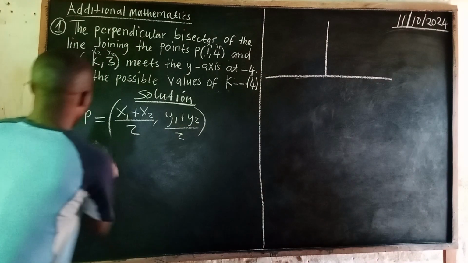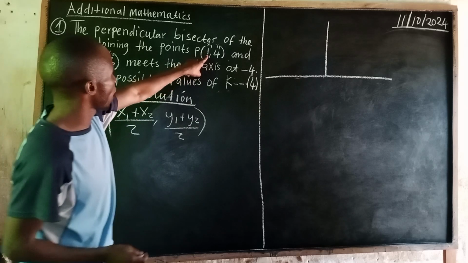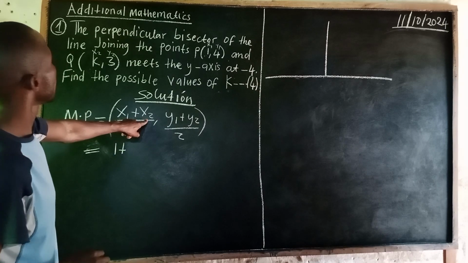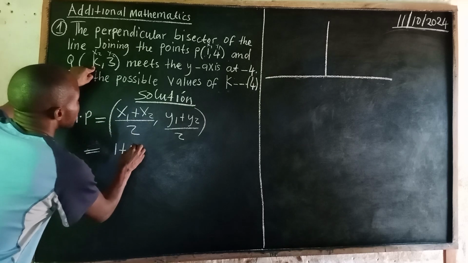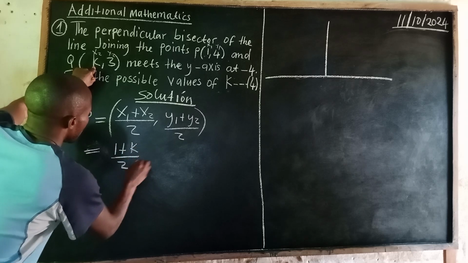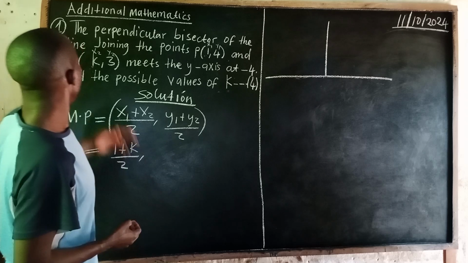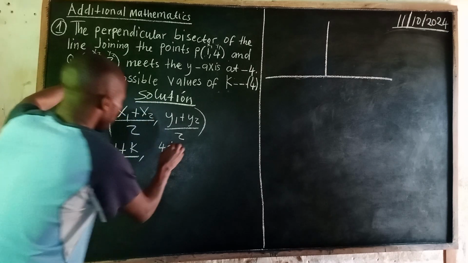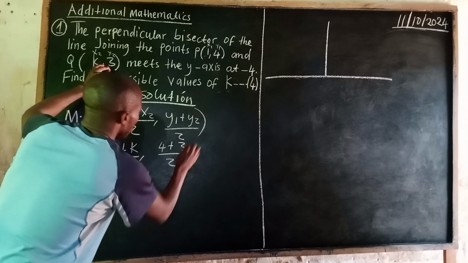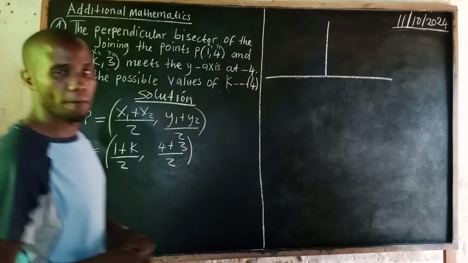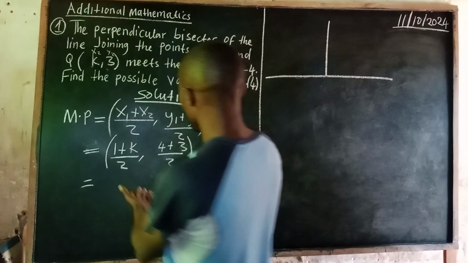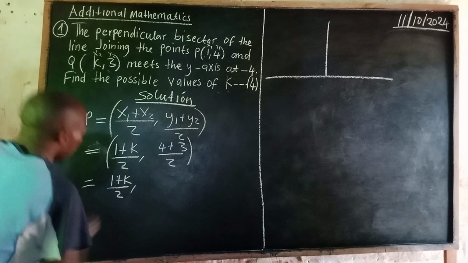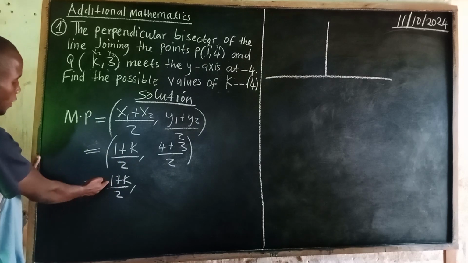So x1 is 1, so we write 1 where there is x1. Then plus x2, and x2 is k, so plus k, over 2. Then comma, y1. Our y1 is 4, so we say 4 plus, then our y2 is 3, over 2. We open and close the bracket and proceed to simplify. Here we can see that this is (1 plus k) over 2, comma. Here you cannot simplify further because these are unlike terms.